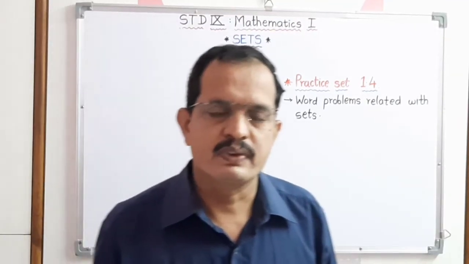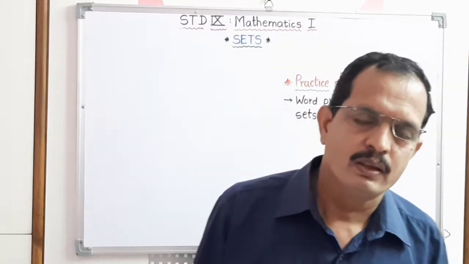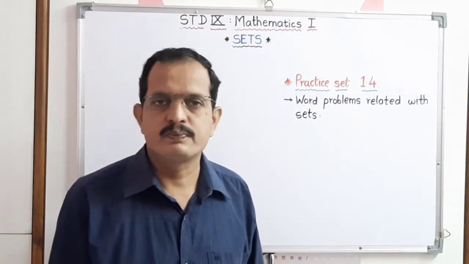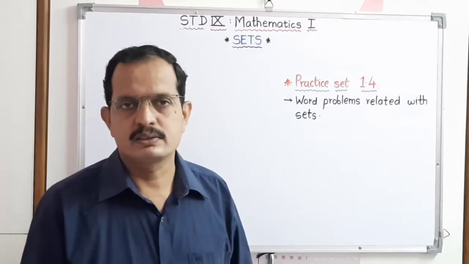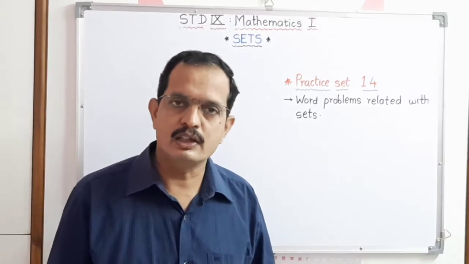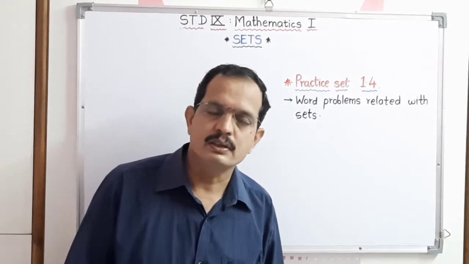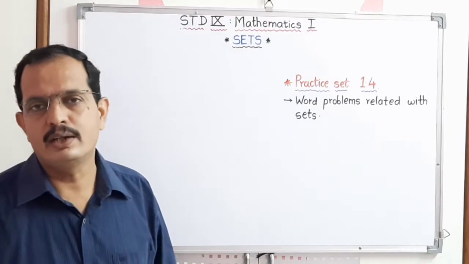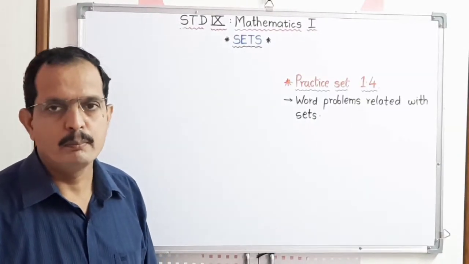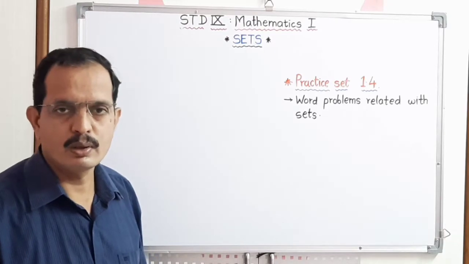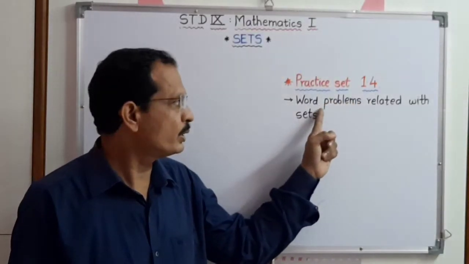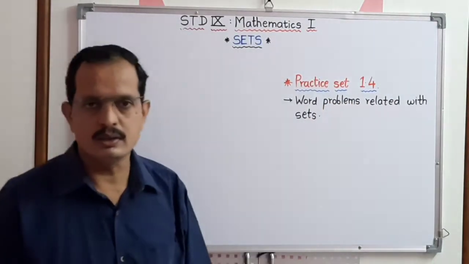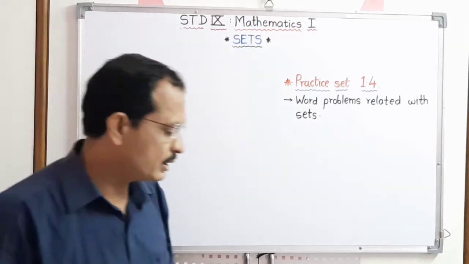Welcome dear students. In the last lecture we learned the intersection of two sets, the union of two sets, the number of elements in a particular set, and the relation between the number of elements in the intersection and union of two sets. Based upon this we have to complete practice set 1.4. In that we have to solve some word problems related to sets. Let's start with practice set 1.4.